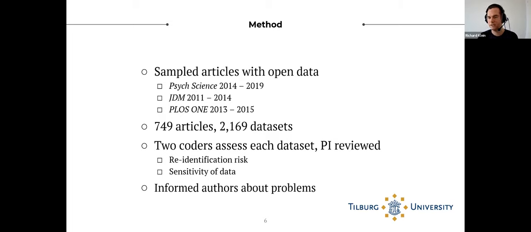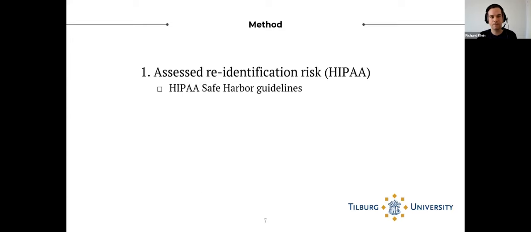We had two coders go through each data set and assess them for re-identification risk and the sensitivity of the data. So that is whether you could identify an individual and then also whether the data touched on sensitive topics that someone would feasibly not want to be shared. And then when we did detect problems, we informed authors. In many cases, these have already been corrected. And this was actually quite a bright point of this project, was that authors were usually, you know, not happy to hear that they had shared potentially identifying information, but were very fast to correct it and very thankful that we had alerted them.